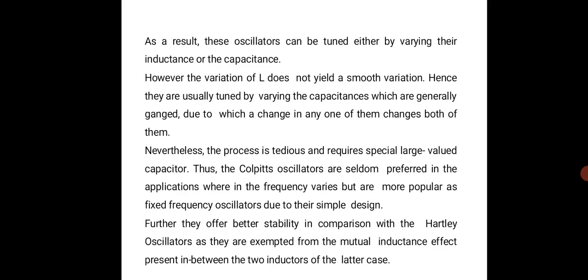They offer better stability compared with the Hartley oscillator, as they are exempt from the mutual inductance effect present between the two inductors of the Hartley oscillator.